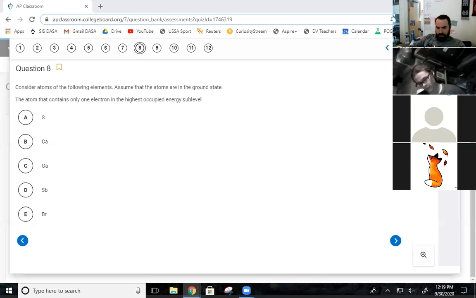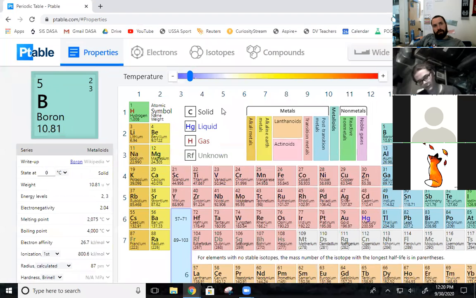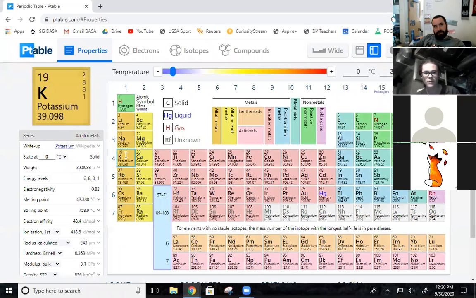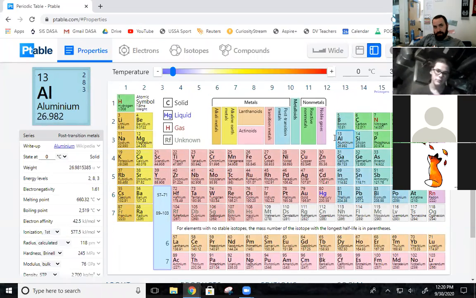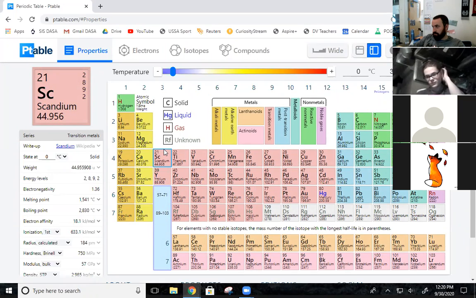Yep. If we look at our periodic table, none of them are in column 3. So it could be here, or it could be here, or it could be here. Or it could be with the lanthanides and actinides.